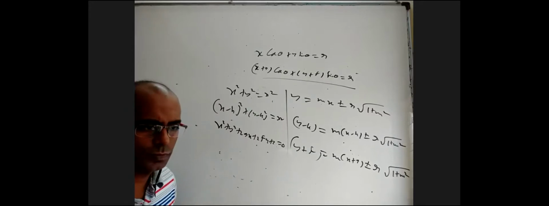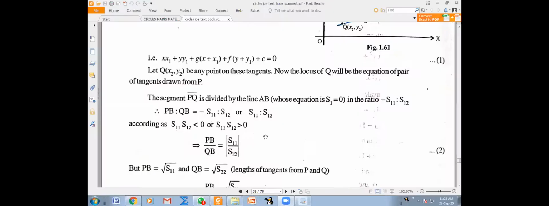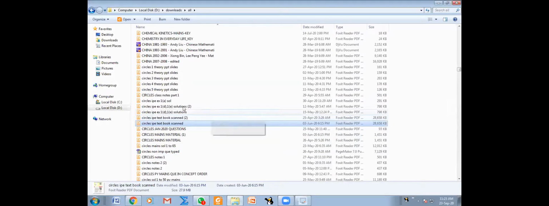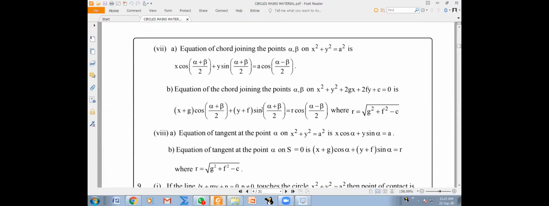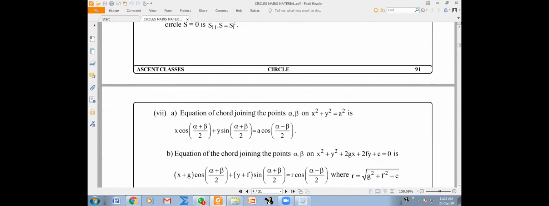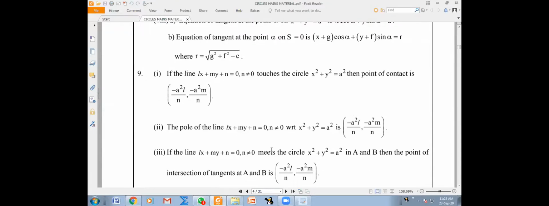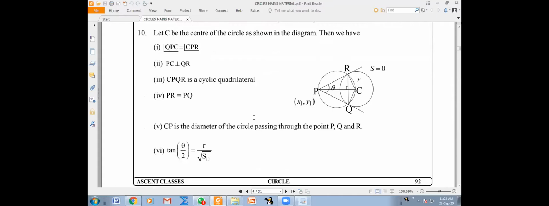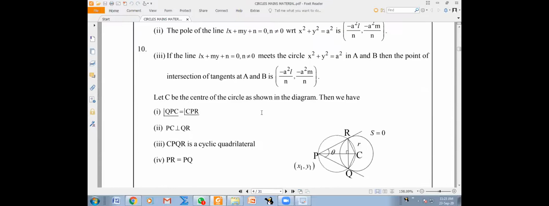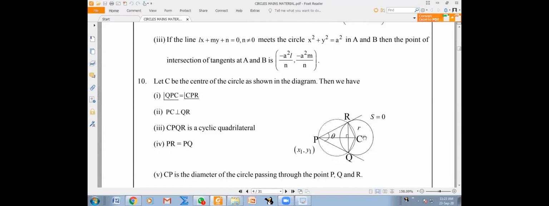Did I miss anything? Circles. Details are there. Only this area I did not discuss. So I'll discuss pole and polar and this area.